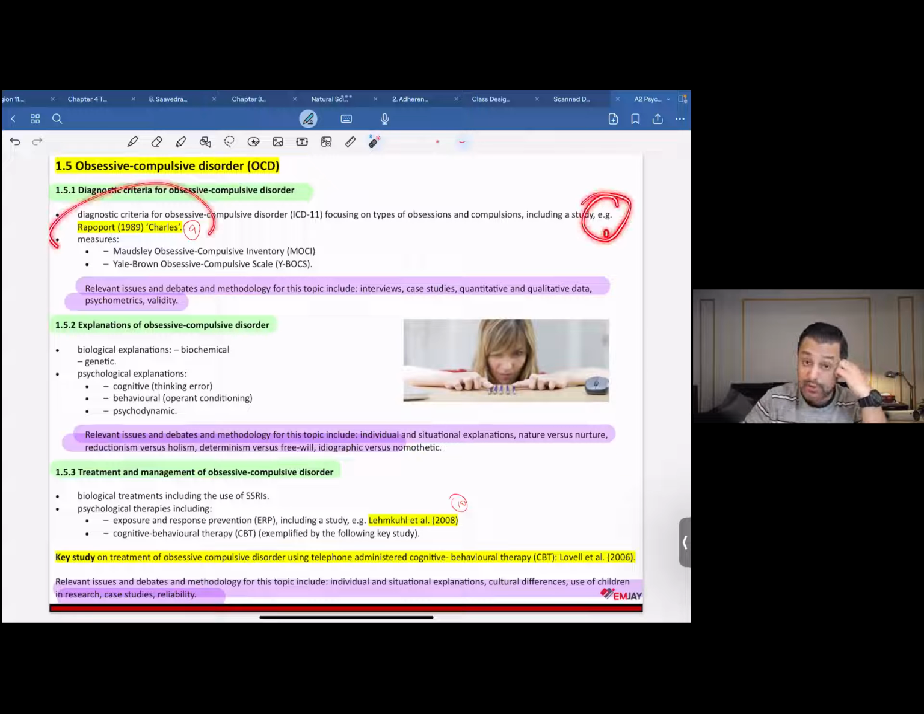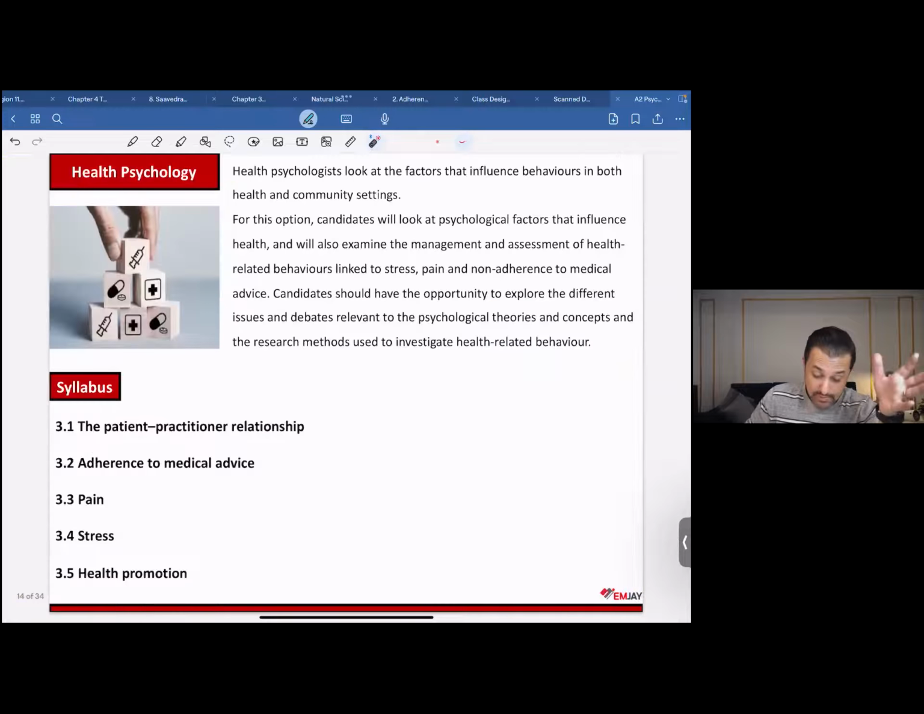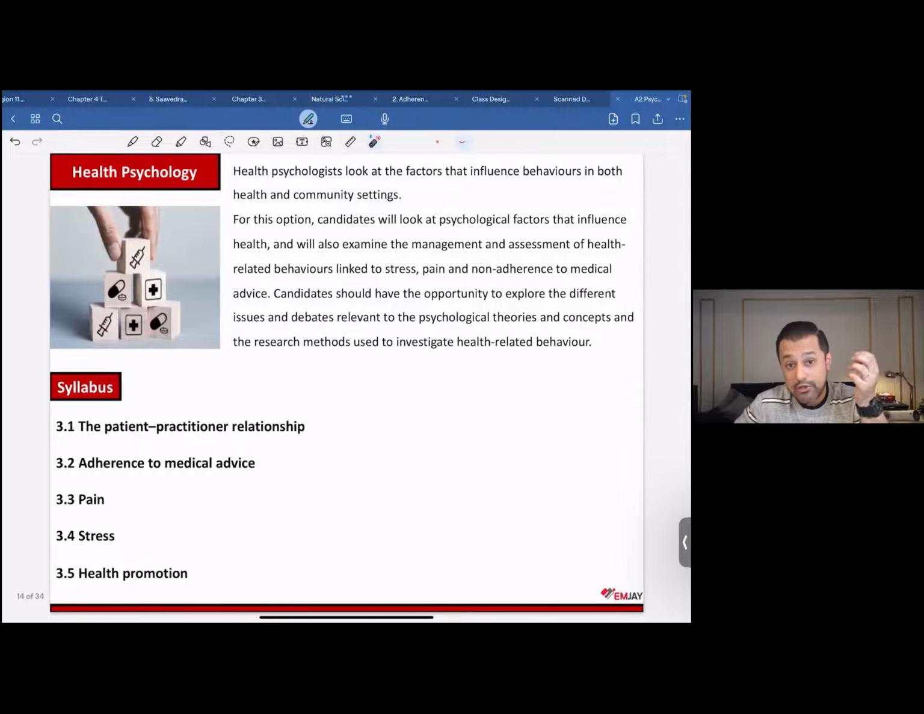The first one by Rappaport on this young boy known as Charles, and this example study by Lemkel et al. that was conducted in 2008. So these are example studies, this 9 and 10, and this is a key study, the fifth and the last key study when it comes to clinical psychology. So that being there, quickly hopping on to health psychology.